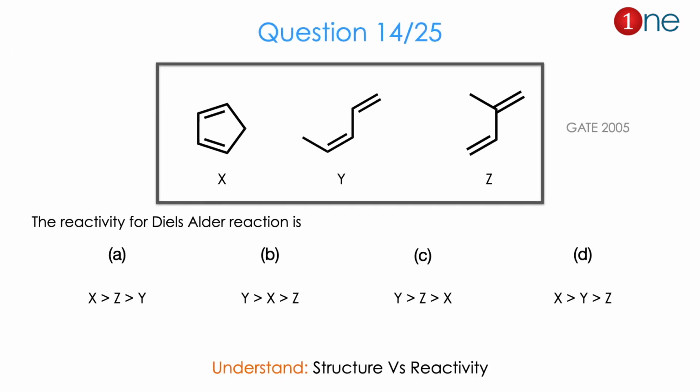Then let us look at the next question. They have given 3 different dienes. They are asking about the reactivity. Similar kinds of questions come in the GATE, NET and JAM exams. So you have to guess which one will react faster and which one reacts slower. So from the question and possible answers, you might realize the question is really about structure versus reactivity. The answer is A. Let us see how.